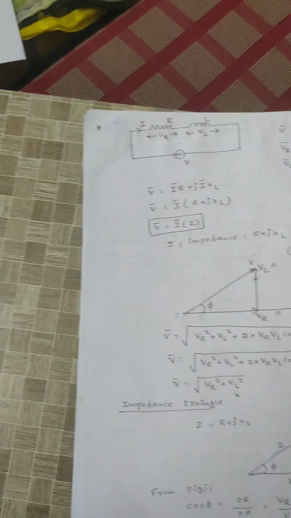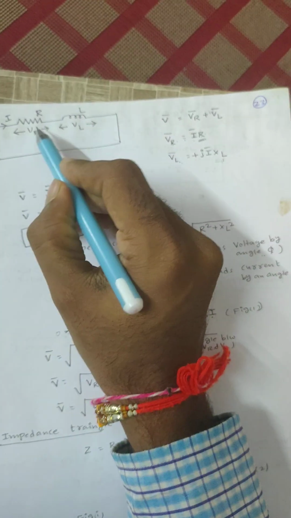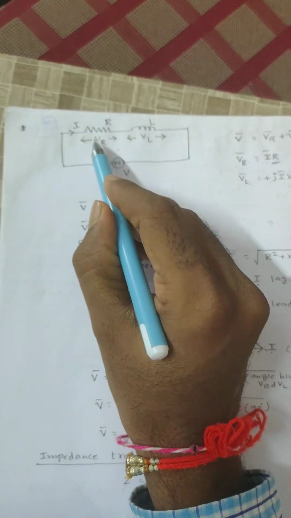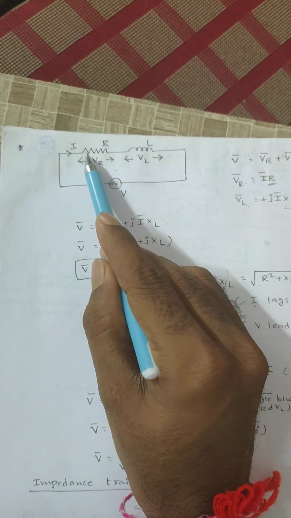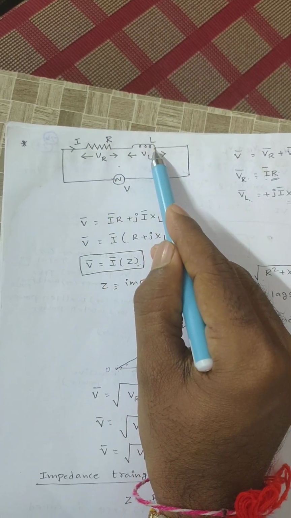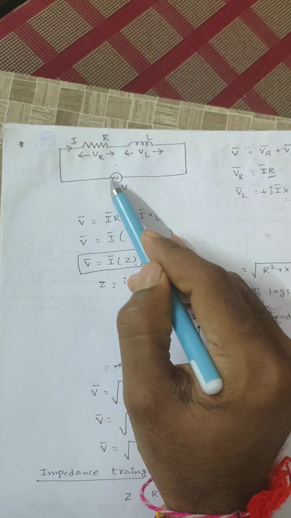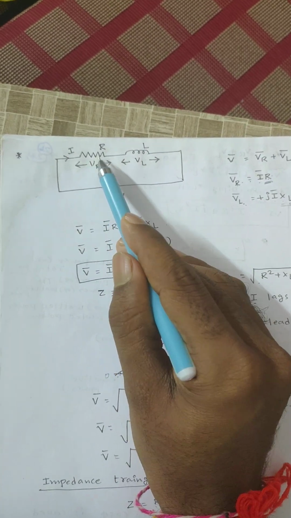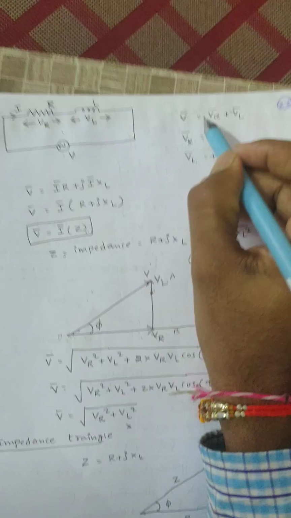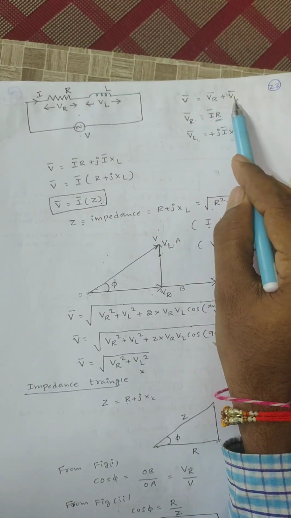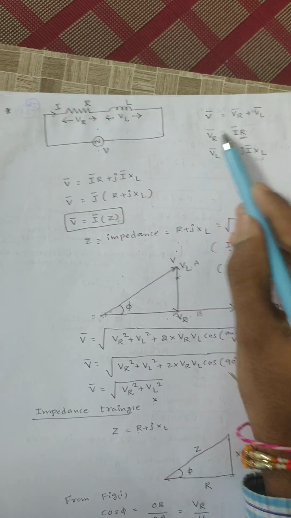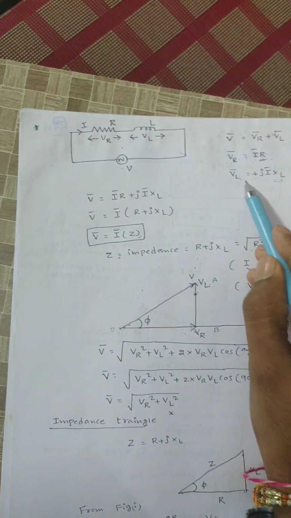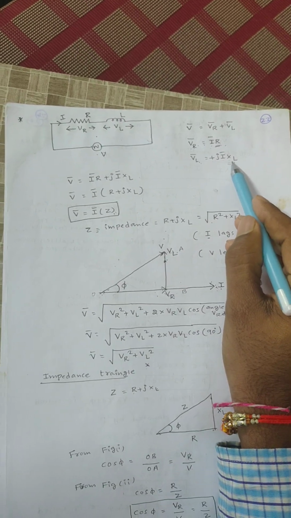Next we will see a series RL circuit. Let us consider a series RL circuit. See here, this is the series combination of a resistor and an inductor, and a voltage is applied across this series combination. Now the total voltage is the vector sum of VR and VL, that is, total voltage is VR bar plus VL bar. We already know that VR bar is nothing but I into R from a pure resistor, and VL bar is nothing but plus j into I into XL from a pure inductor.